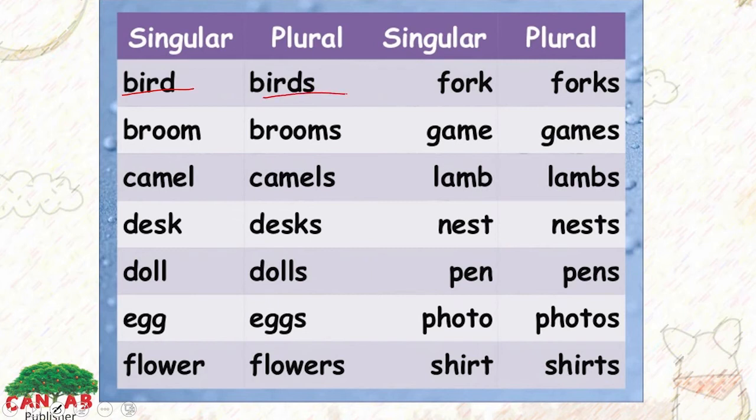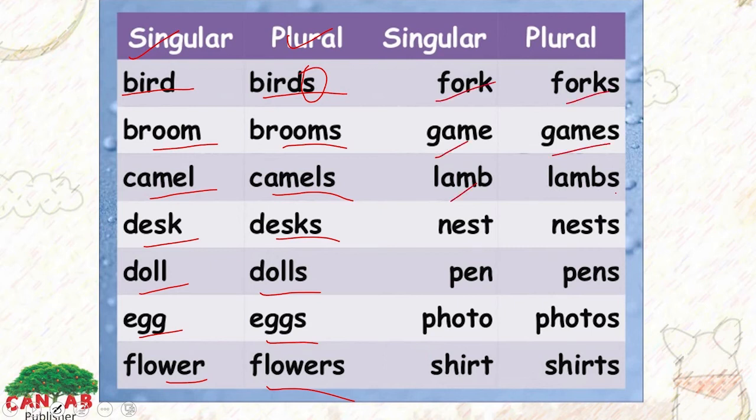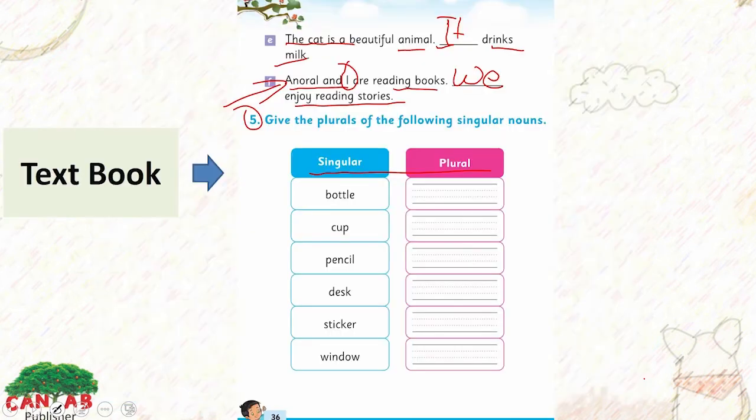Bird, birds. Broom, brooms. Camel, camels. Duck, ducks. Doll, dolls. Egg, eggs. Flower, flowers. These are the singular and these are the plural. You can see the addition of s here because it's the plural form, more than one. Fork, forks. Game, games. Lamp, lamps. Nest, nests. Pen, pens. Photo, photos. Shirt, shirts. Now let's do the exercise.